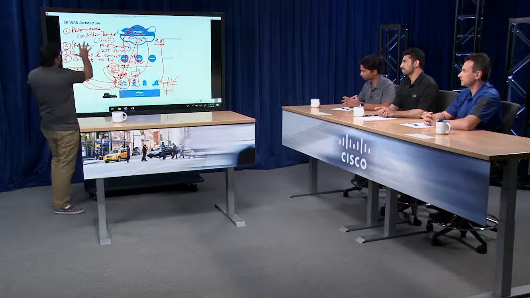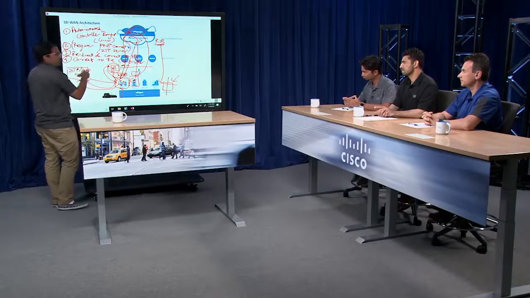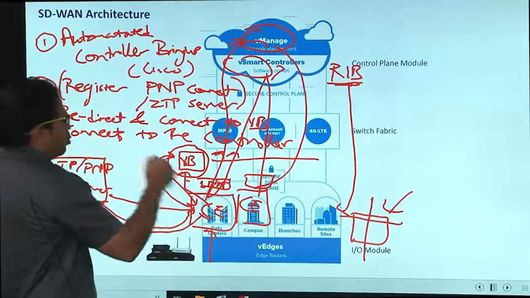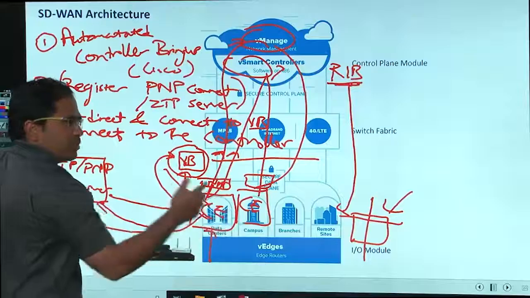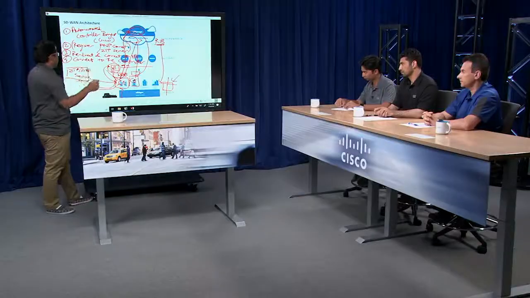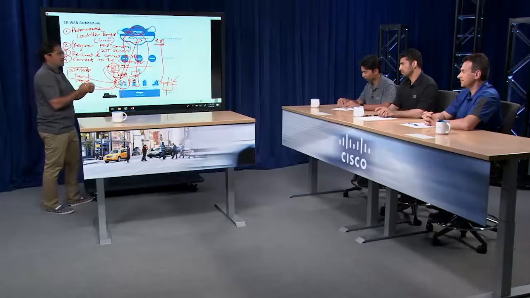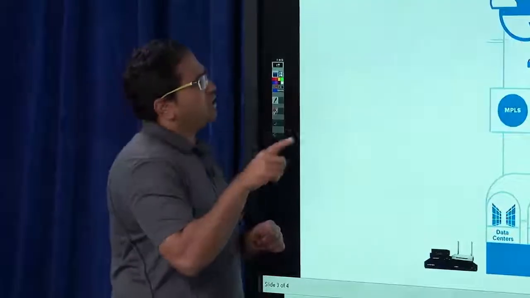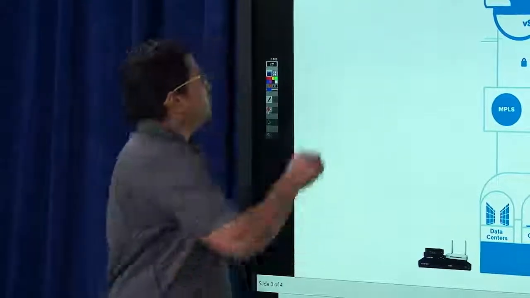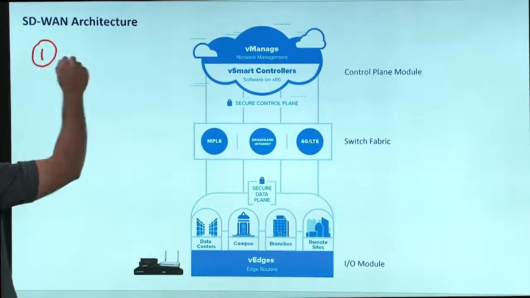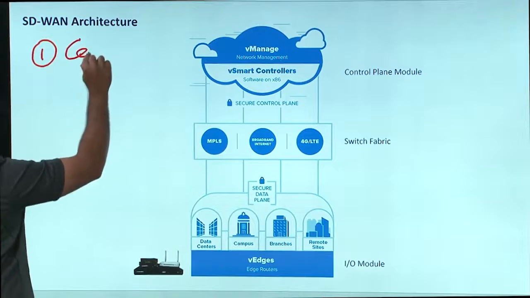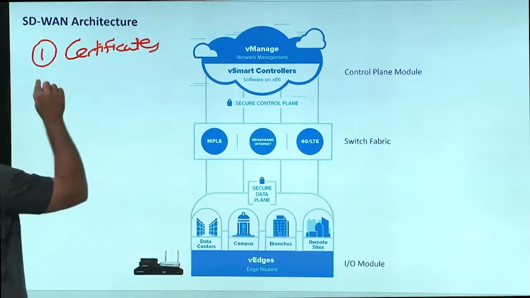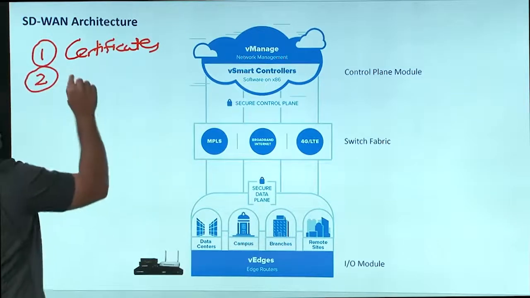So I have gone over the recap of the control plane bring up. What I will go over next is the data plane bring up. But before that, I'll backtrack to your question of how we actually authenticate these devices and get these controllers up. We do that, as I mentioned, using two steps or two principles. One is certificates. Second is whitelisting.